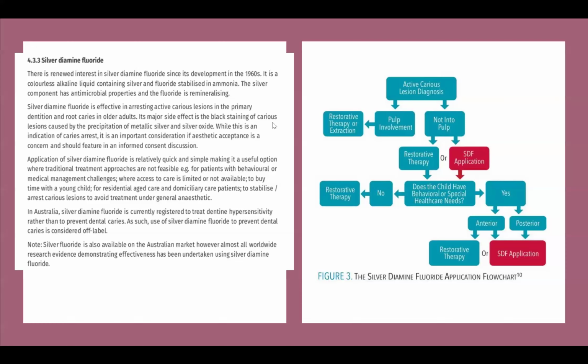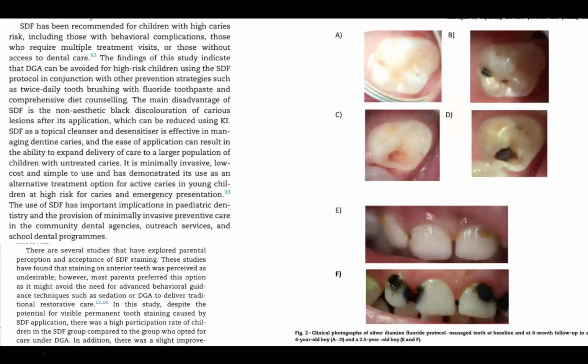The major side effect is black staining of carious lesions caused by precipitation of metallic silver and silver oxide. While this is an indication of caries arrest, it is an important consideration if aesthetic appearance is a concern. So always take an informed consent. It is also recommended in children with high caries risk, with behavioral complications, those who need multiple visits or without access to dental care. Again, the main disadvantage is the non-aesthetic black discoloration of the carious lesion, but there are various other methods by which it can be reduced.